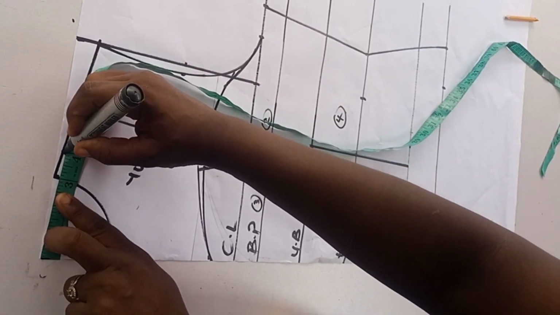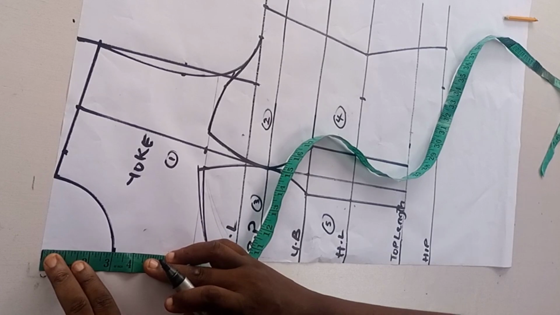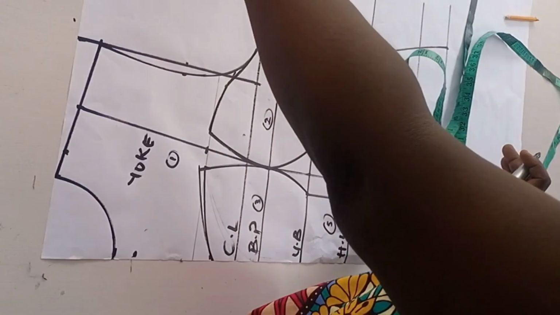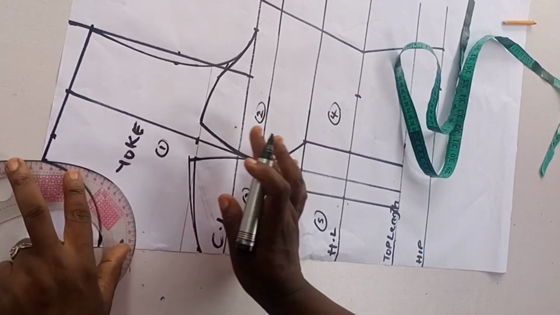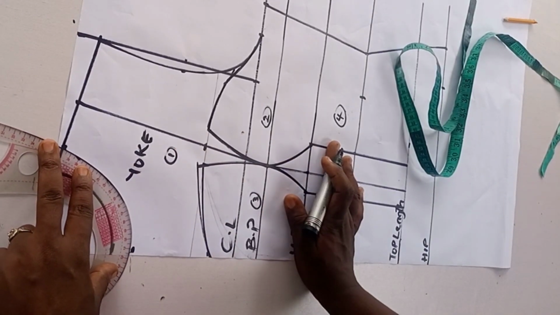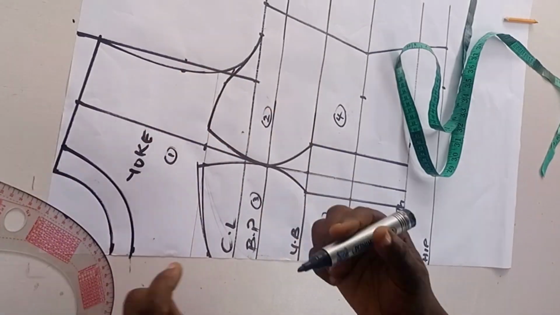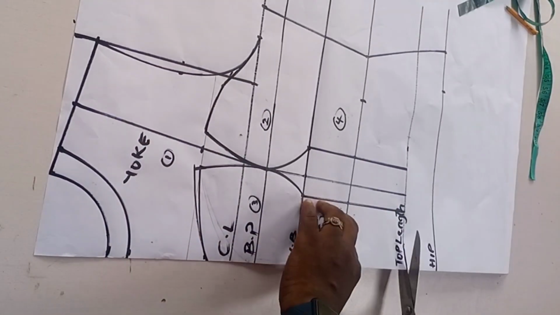So before I do that, for the neckline, I'll be making use of 4 by 4 inches for the neck depth and the neck width. So I went ahead to mark that, and then I connected the 2 points together with my curved ruler. So I'll go ahead to cut out my patterns now.